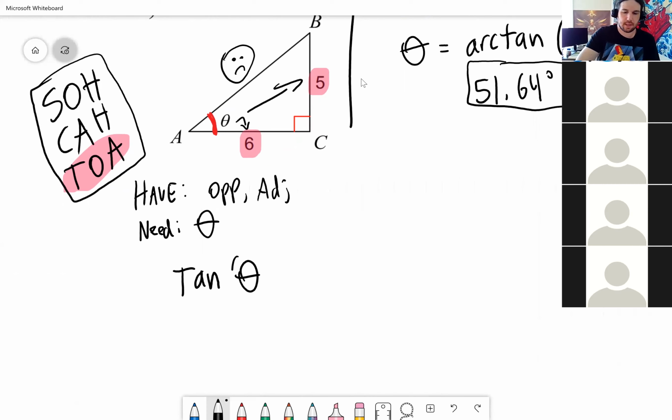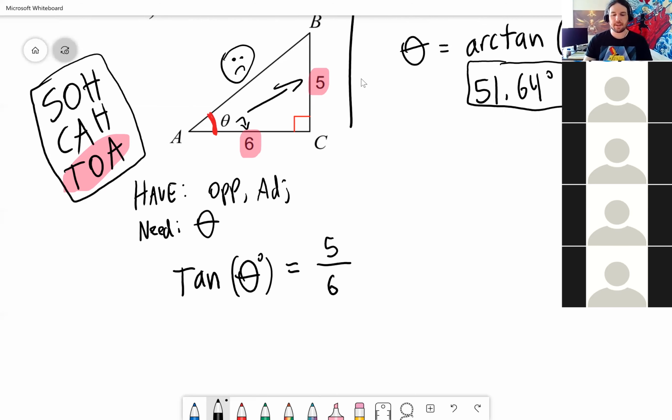We know that tangent of whatever theta is equal to opposite over adjacent, 5/6. Now, tangent is totally allowed to be bigger than 1 because tangent is opposite over adjacent, and there's no rules as to what proportions the opposite and adjacent side have to have. Tangent can be anything, okay? Anything positive.